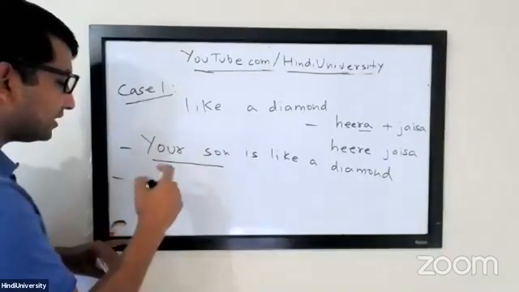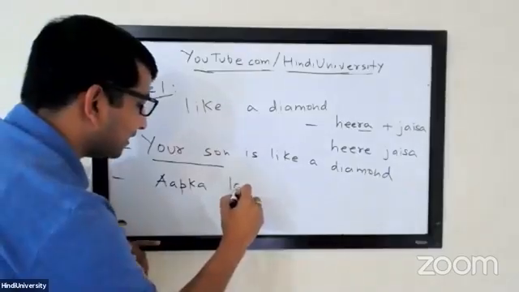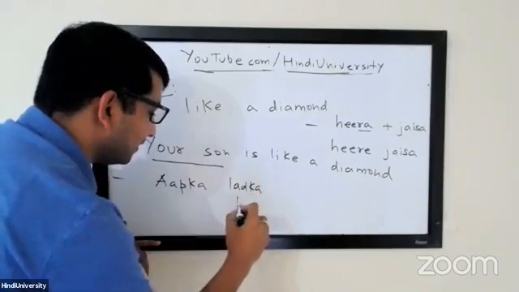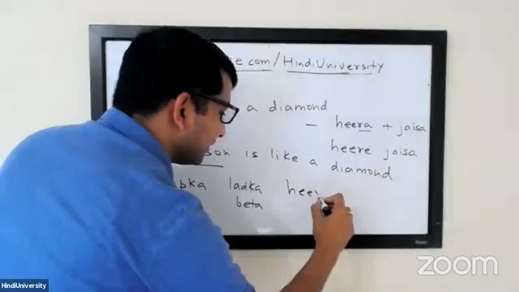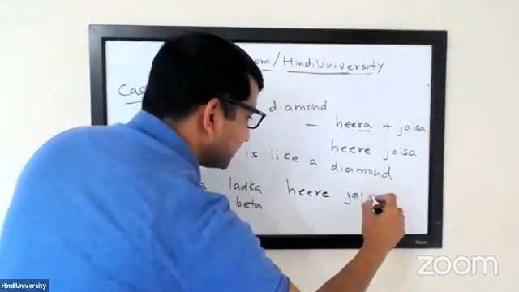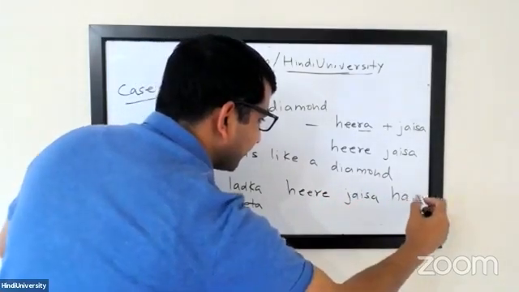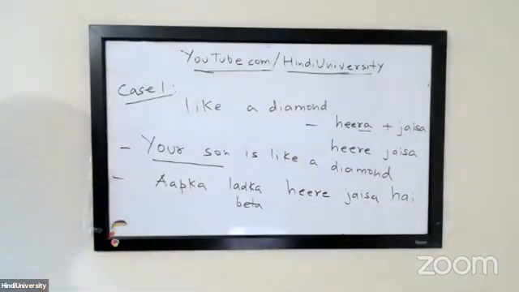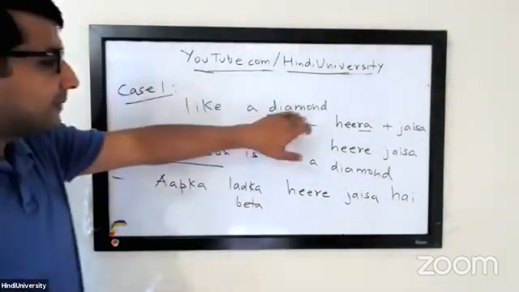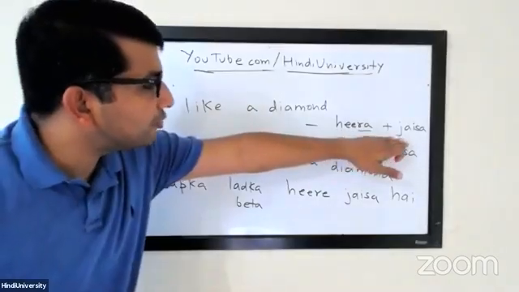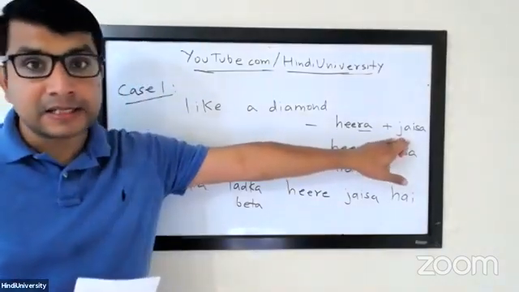अपना बेटा डायमंड जैसा है. Okay, your son in Hindi would be आपका, आपका लड़का and आपका बेटा, हीरा जैसा है. Very good. आपका लड़का हीरे जैसा है. Okay, very simple. Just remember, diamond is hira, and after that you have to put jaisa, jaisi, and jaise.